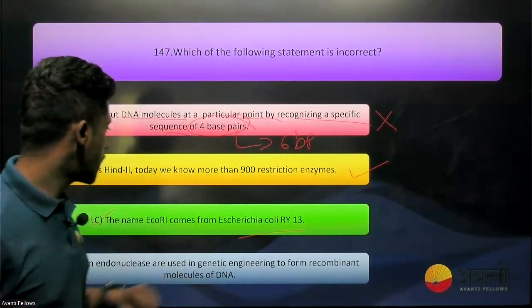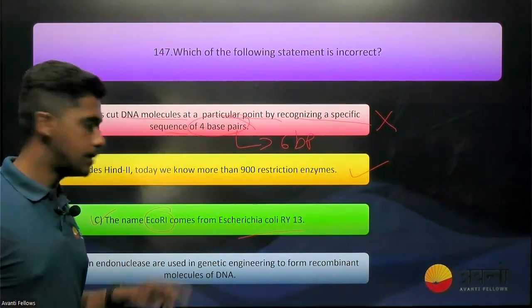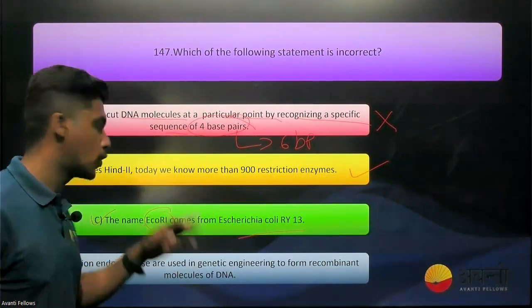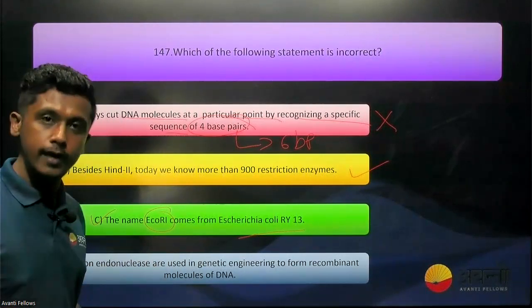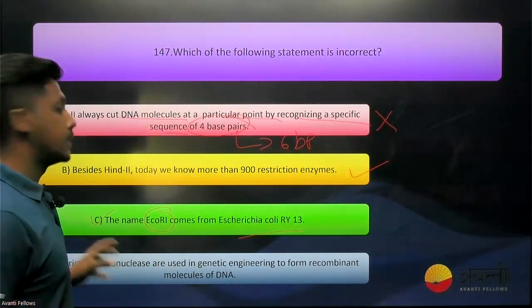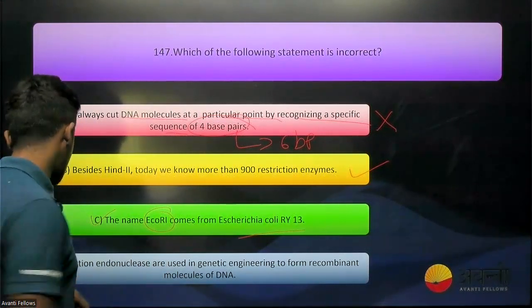Yes. When we talk about EcoR1, which is a restriction enzyme, E stands for Escherichia, CO stands for coli, R stands for the strain. Okay, R1. So that is how you name a restriction enzyme, and this is also correct.